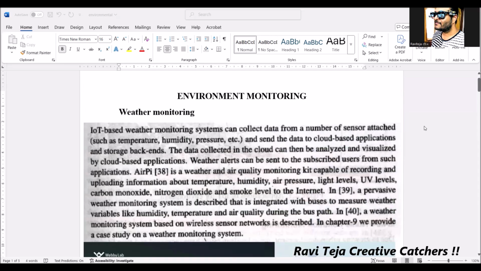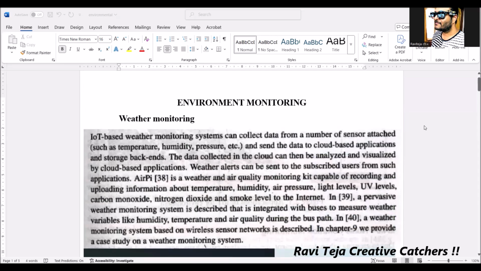Okay, so coming to the first monitoring aspect, the first case study we are going to take is weather monitoring, where we are trying to integrate various sensors into this particular weather monitoring such that we can have information about the temperature, humidity, air pressure, light levels and UV levels, carbon monoxide, nitrogen dioxide, and so many other parameters which need to be taken into consideration.